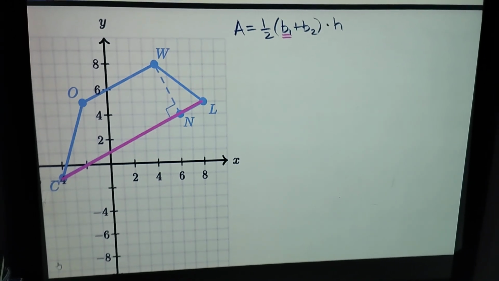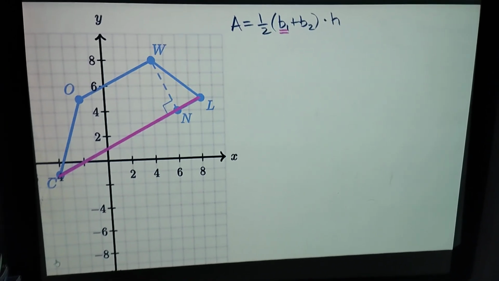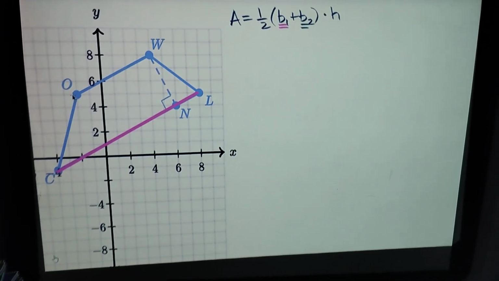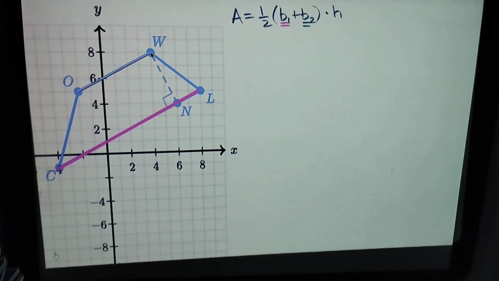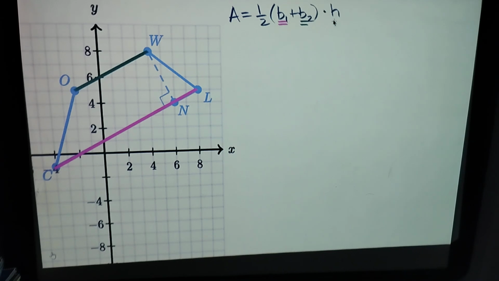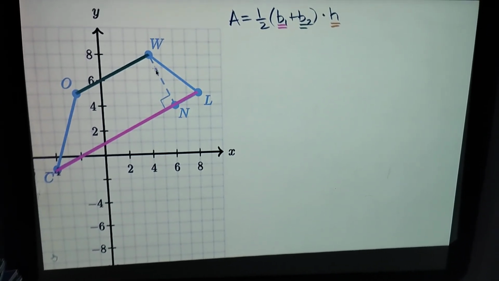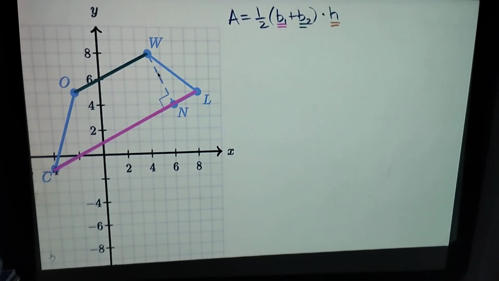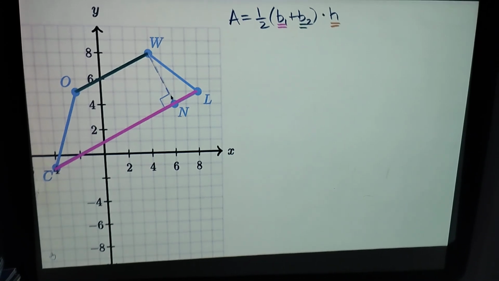Base 2, that could be a different color. Base 2, or B2, would be the length of segment OW, right over there. And then our height H, well, that would just be an altitude. And they did one in a dotted line here. Notice it intersects the base 1, I guess you could say segment CL, at a right angle here. And so this would be the height.